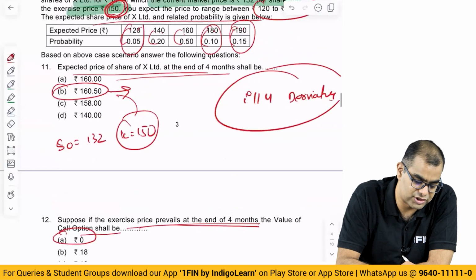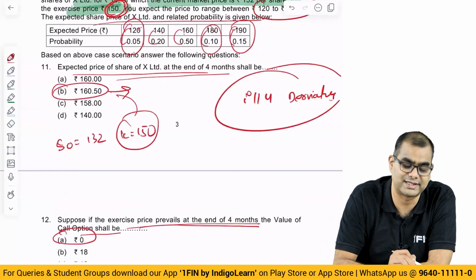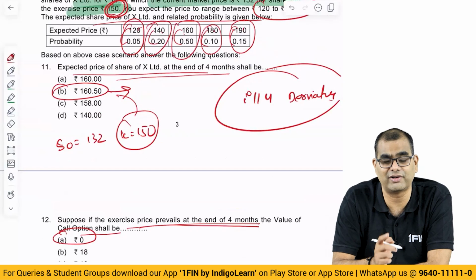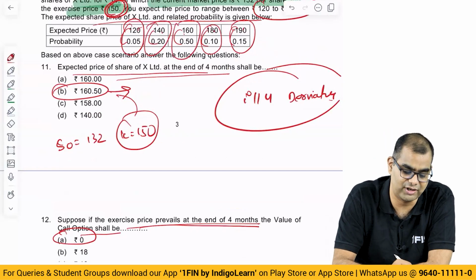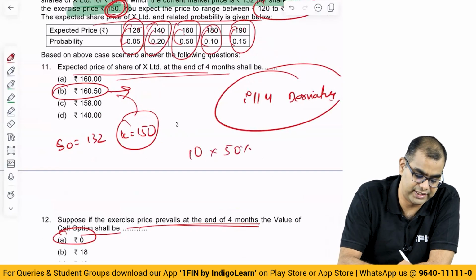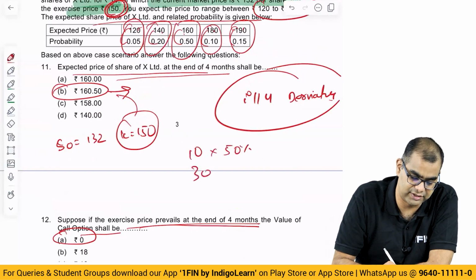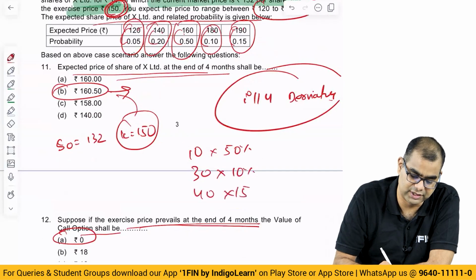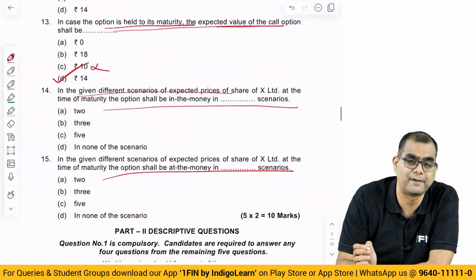At each level, you have to see whether the option is exercised. At 120, is it exercised? No. 140, no. 160, yes, because you have a right to buy at 150 when the market is at 160. You'll make a gain of how much? 10 rupees. What is the probability? 50%. Then at 180, what is the gain? 180 minus 150, which is 30, at 10%. 190, 40 into 15%. So this is 5, this is 3, this is 6, total 14. Answer should be 14, yes.